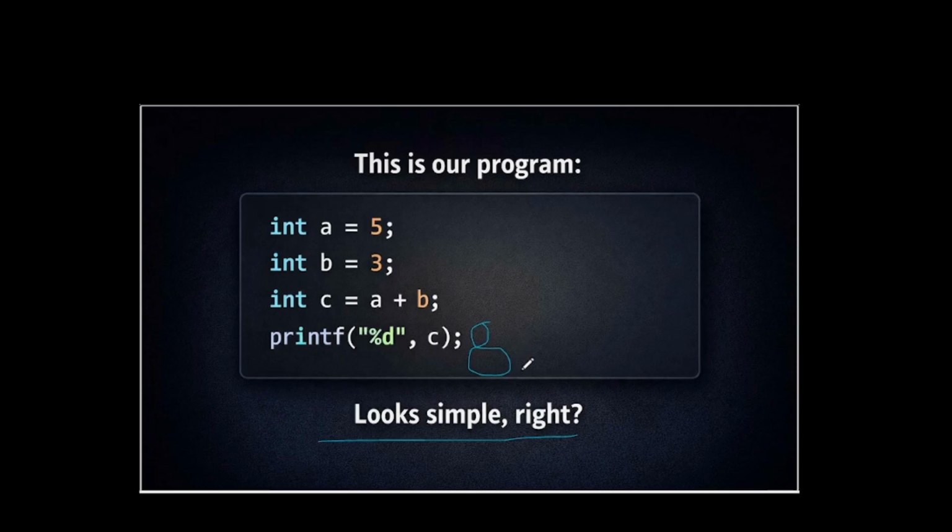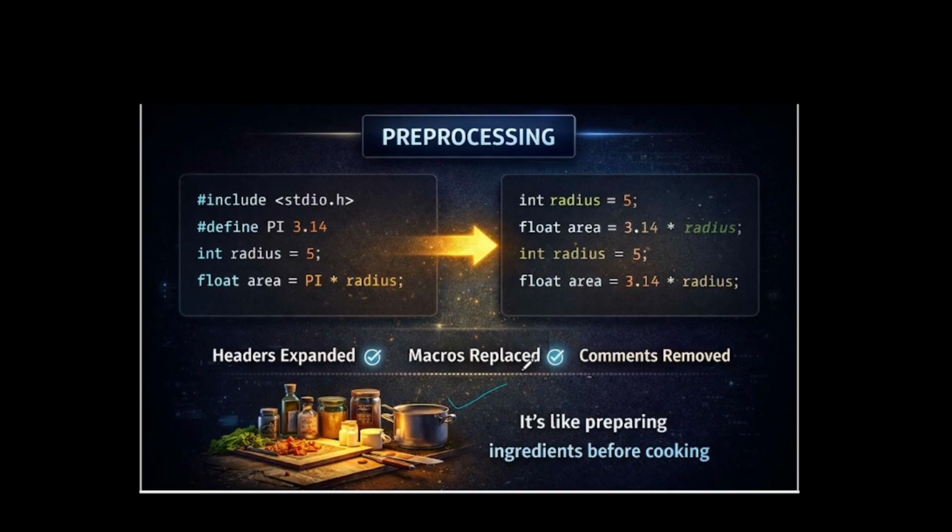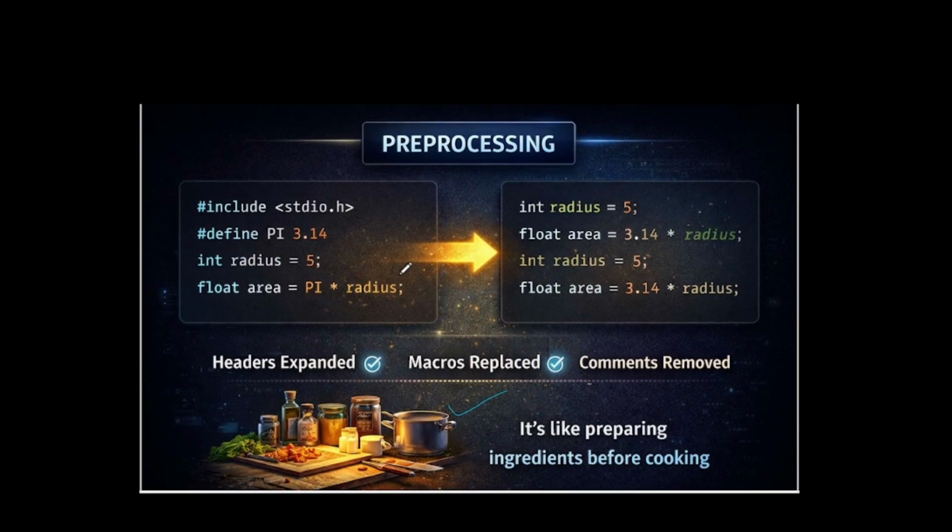The first phase is called the pre-processing phase. In this phase, your compiler expands your header files. It replaces your macros with the value you have assigned. And if your code has any comments, it removes them since they are not needed in further computation. So you can think of it like having all the ingredients in front of you before you start cooking. Here the compiler is your chef.